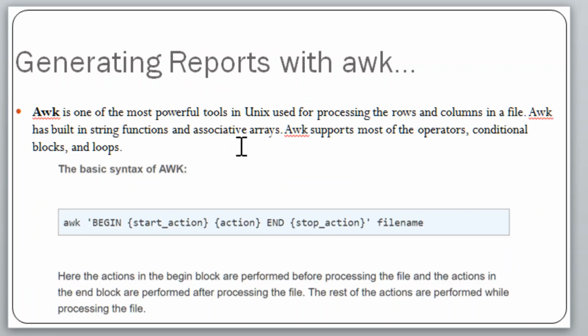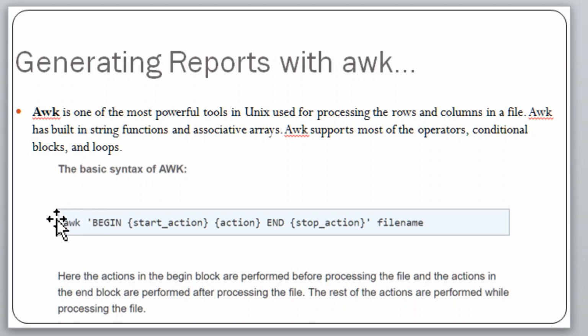So how do you generate a report with awk? Awk is one of the most powerful tools in Unix used for processing the rows and columns in a file. Awk has built-in string functions and associated arrays. Awk supports most of the operators, conditional blocks, and loops. The basic syntax of awk is as follows.